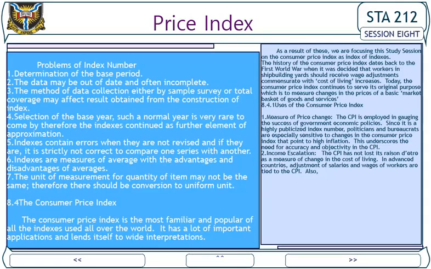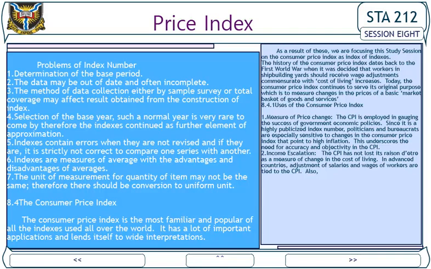Problems of index number. 1. Determination of the base period. 2. The data may be out of date and often incomplete. 3. The method of data collection, either by sample survey or total coverage, may affect result obtained from the construction of index. 4. Selection of the base year. Such a normal year is very rare to come by, therefore, the indexes continue as further element of approximation.